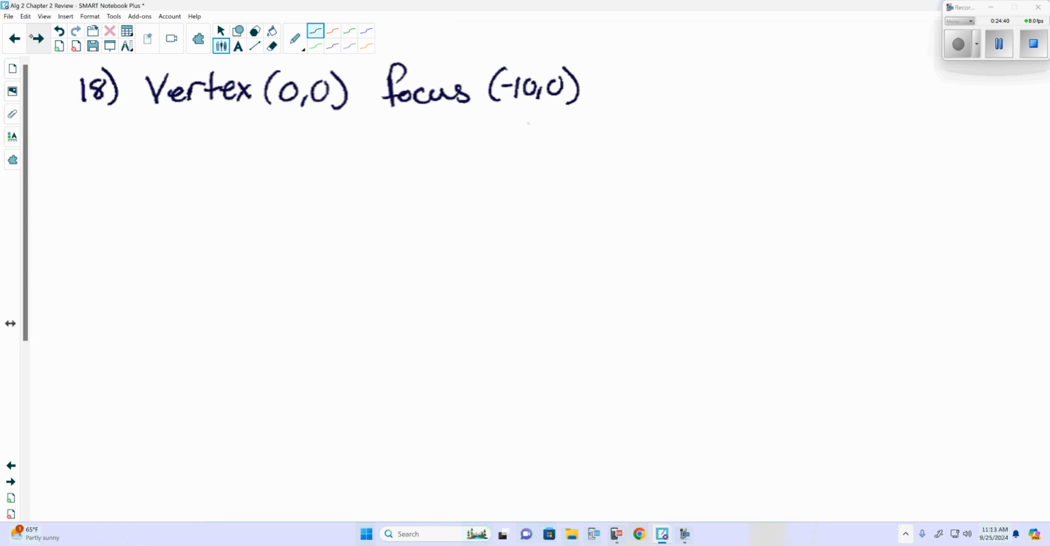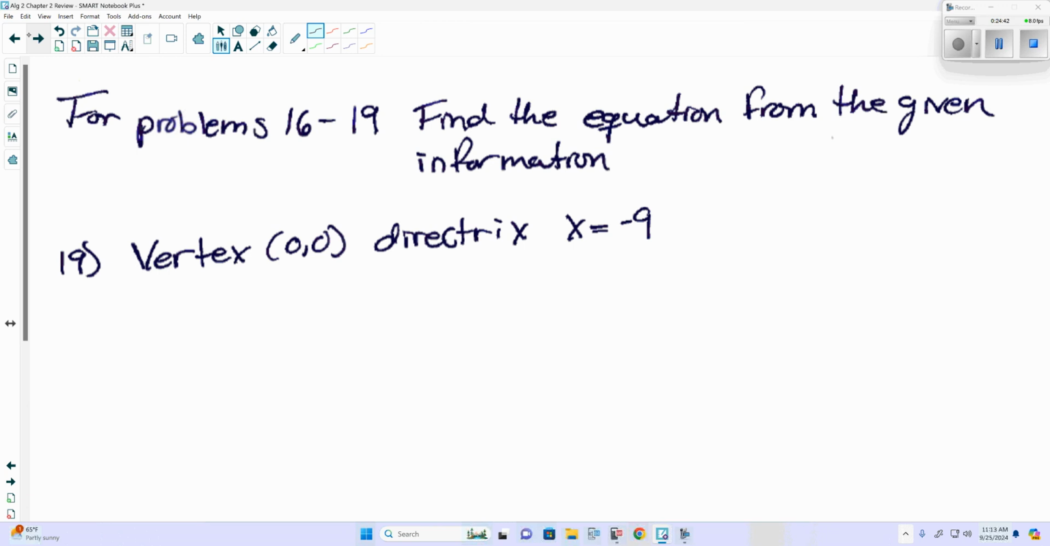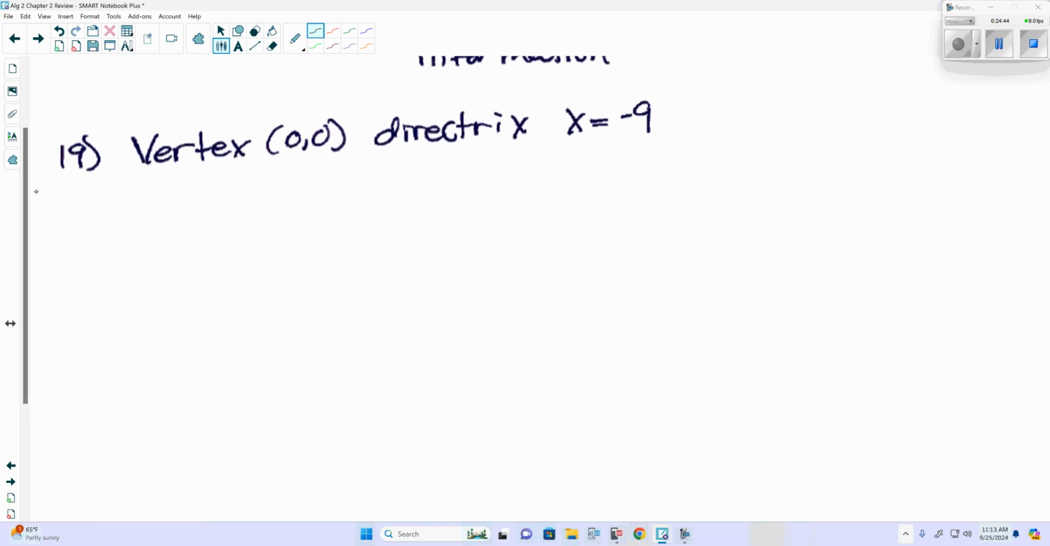If we don't have one in particular, we'll look at 19. 19 is a little different because it didn't give us the focus, it gave us the directrix. Directrix is kind of nice because there's only 2 of them. It's either X is equal to H minus P, or the other one is Y is equal to K minus P. This one is going to be H minus P because we have X equals. If it was Y equals, it'd be the other one.